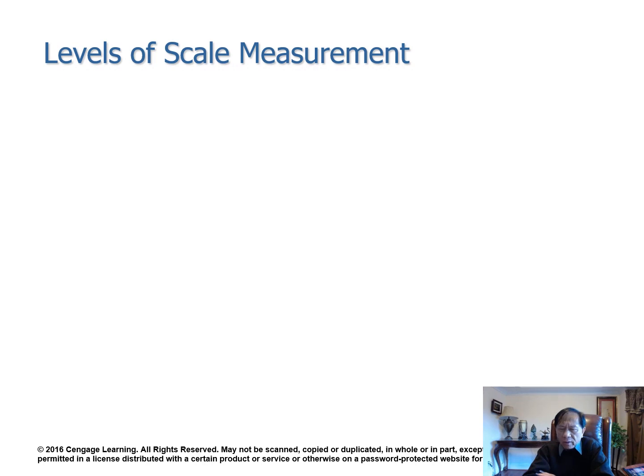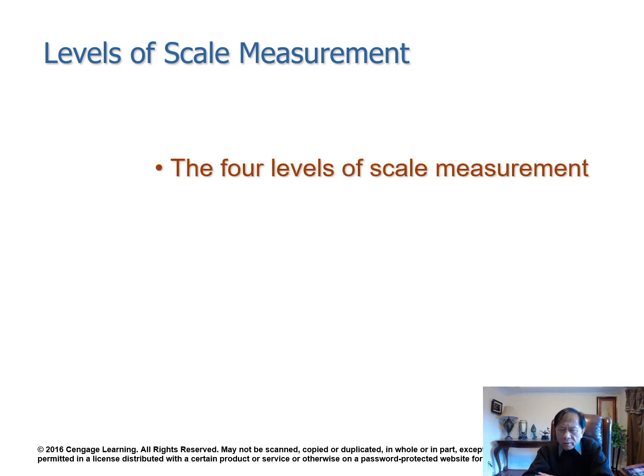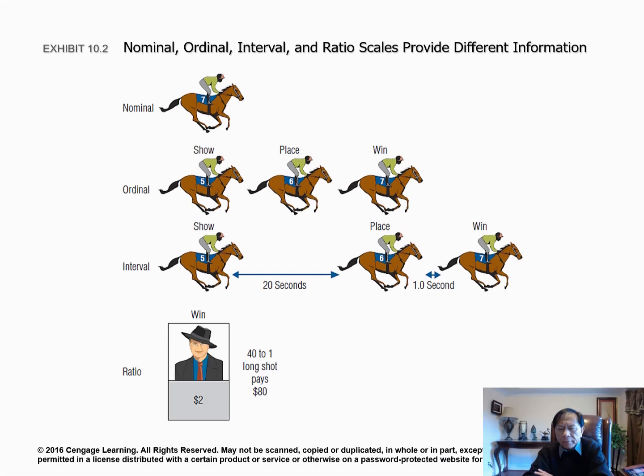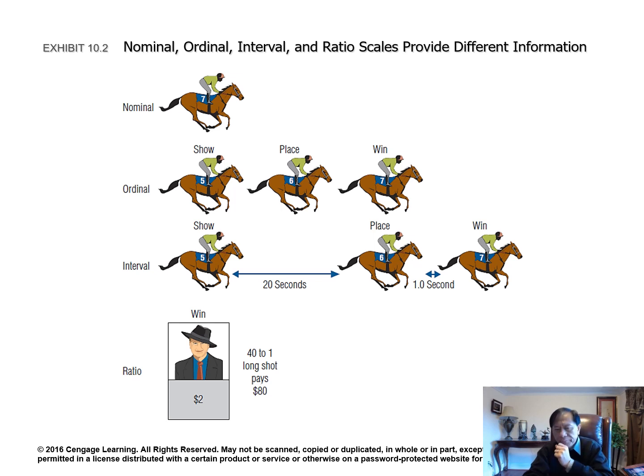And different levels of scale measurement. There are 4 levels of scale measurement that we talk about: nominal, ordinal, interval, and ratio. Make sure you understand all those 4 levels. I think I'll give you examples of that using horse racing to show that.